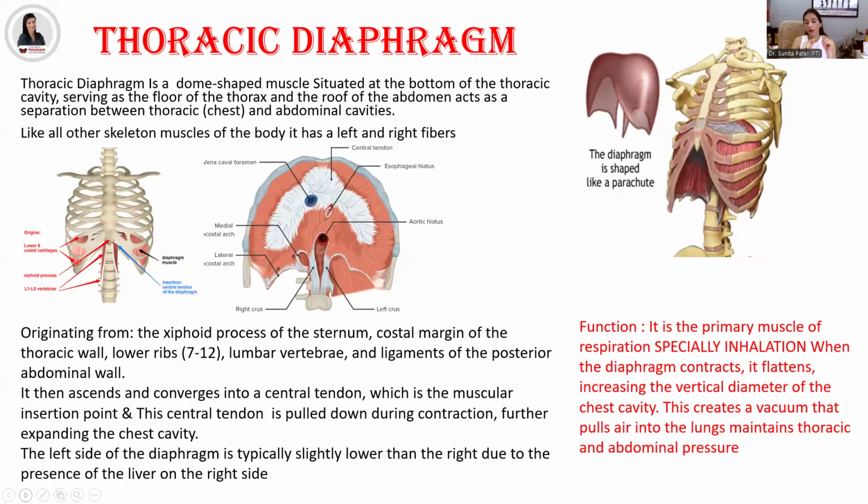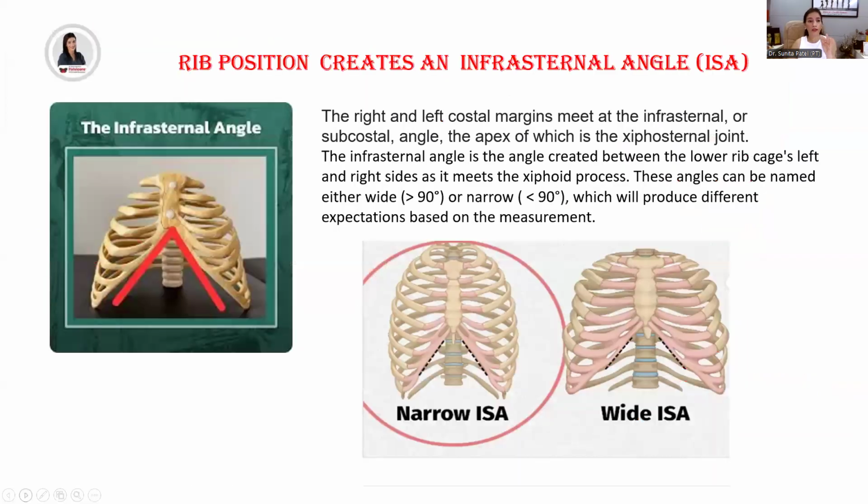An important factor of our body is the infrasternal angle. You can see in this image that both sides of the lower ribs join at the xiphoid process, and they create an angle inferior to the sternum. This angle is very important to understand the level of the diaphragm, and somewhere we are missing it in our assessment. So let's talk about this angle, which we call the infrasternal angle.